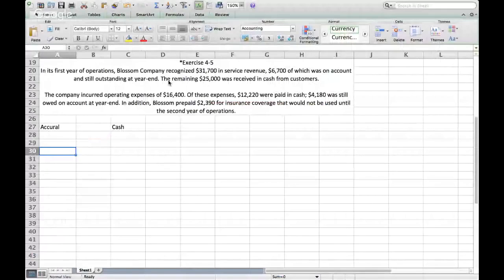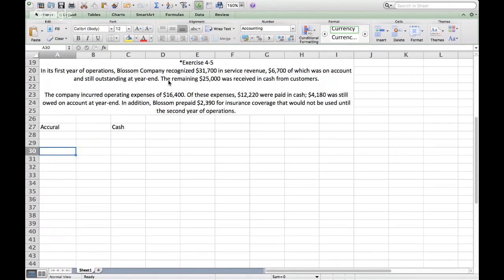So the exercise says, in its first year of operations, Blossom Company recognized $31,700 in service revenue. 6,700 of it was on account and still outstanding at the end of the year. The remaining 25,000 was received in cash from customers. The company incurred operating expenses of $16,400. Of these expenses, 12,220 were paid in cash.